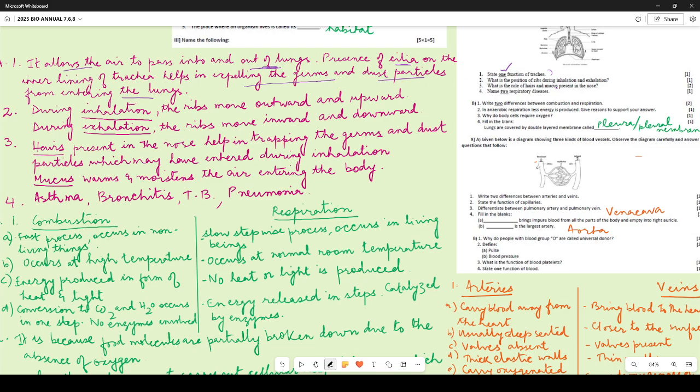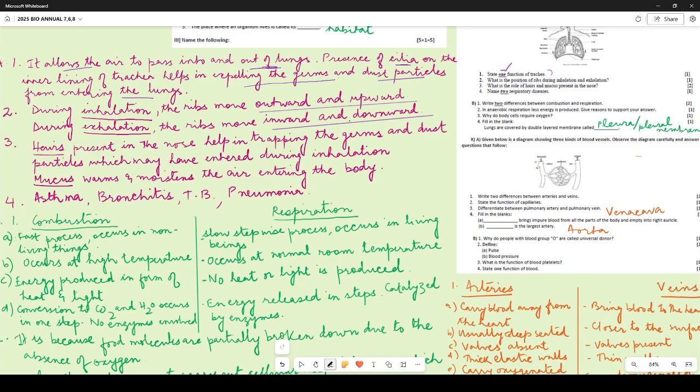What is the position of ribs during inhalation and exhalation? So during inhalation, the ribs move outward and upward, right? So what is the position of the ribs? They are moving outward and upward. So the ribs, they move outwards and upwards. During exhalation, it's just the opposite, and the ribs move inward and downward. So that is the difference.